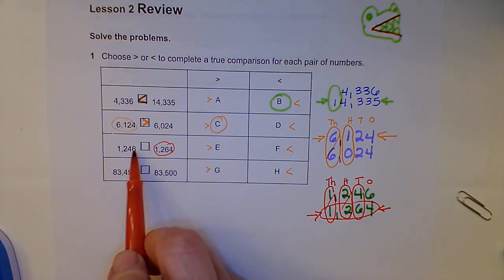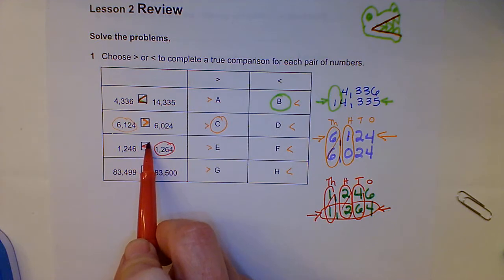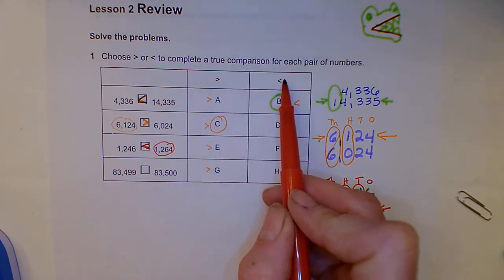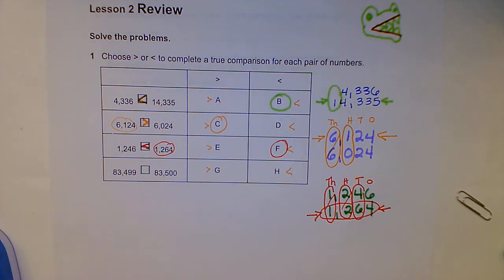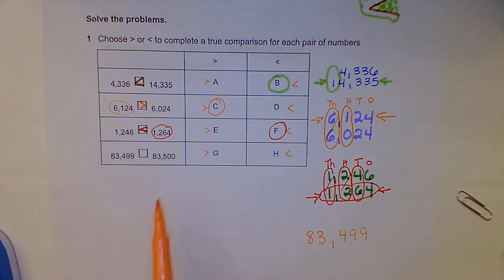So I'm going to make the alligator eat the larger number. And then I have to look and see which one it matches. It matches this one, so I'm going to grab F. All right, let's take a look at the last problem here on this page. So we are going to do 83,499, and we are going to compare that with 83,500.